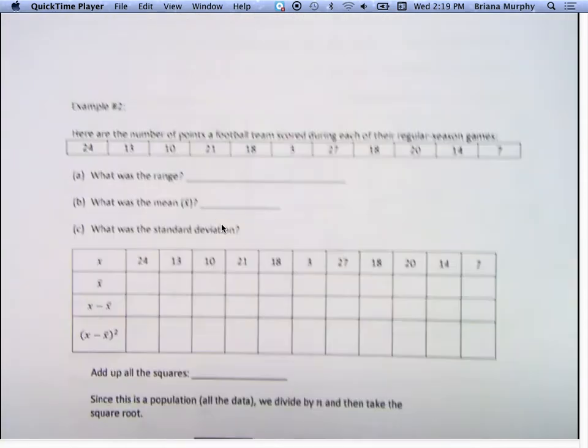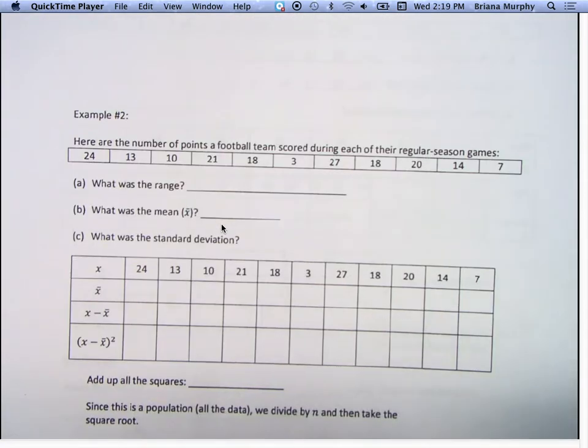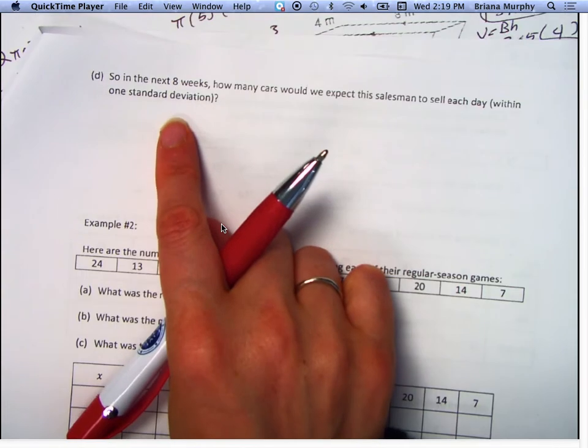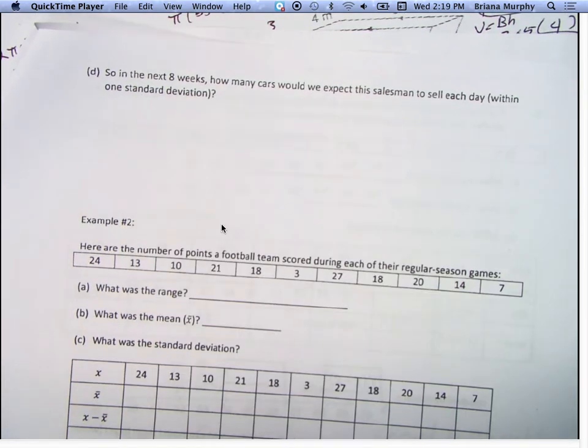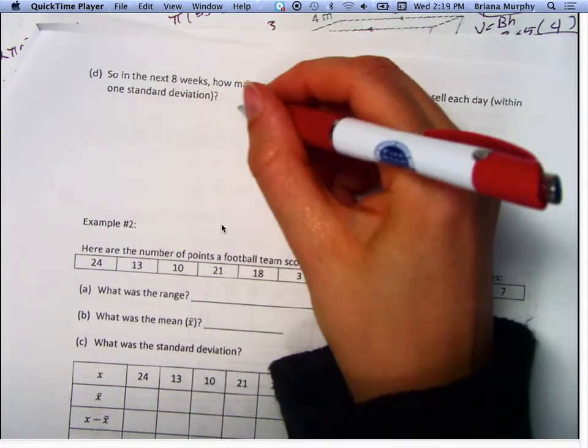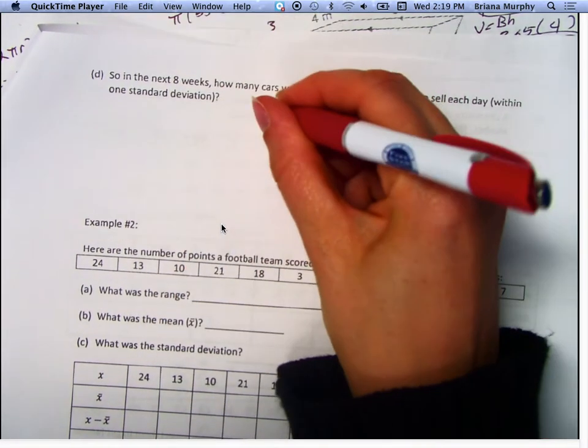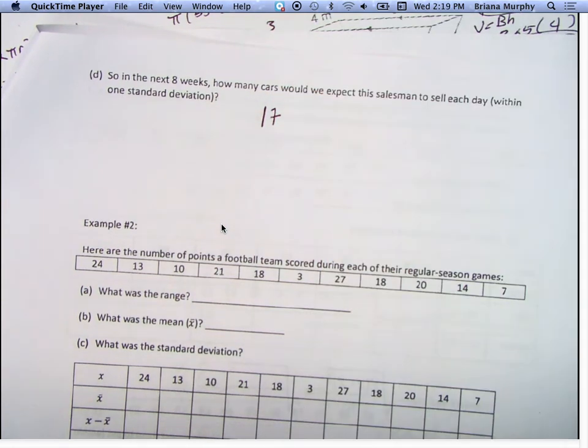So, let's turn it over. Let's turn it over. We're looking at D. So in the next 8 weeks, how many cars would we expect the salesman to sell each day within 1 standard deviation? Okay, so what's the mean again? What's the mean? 17. Focus right here on me.